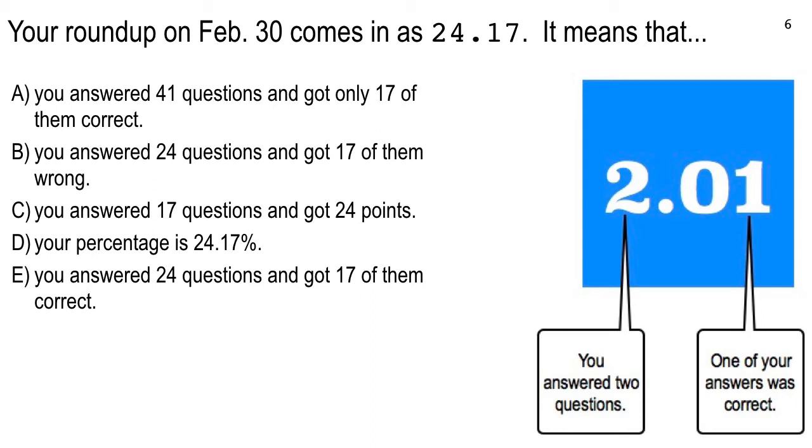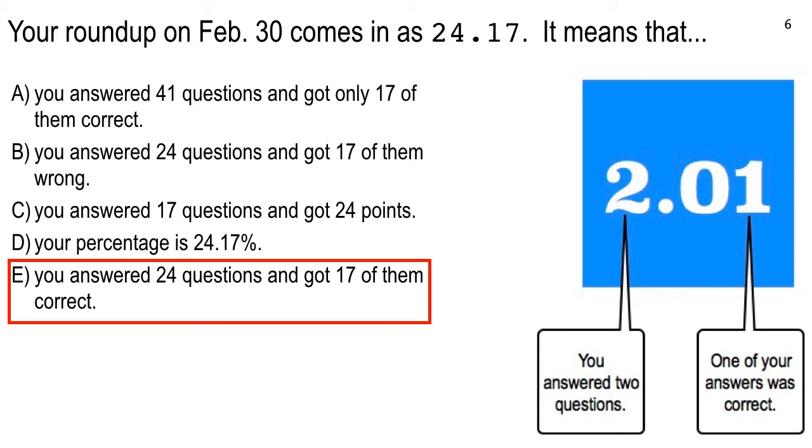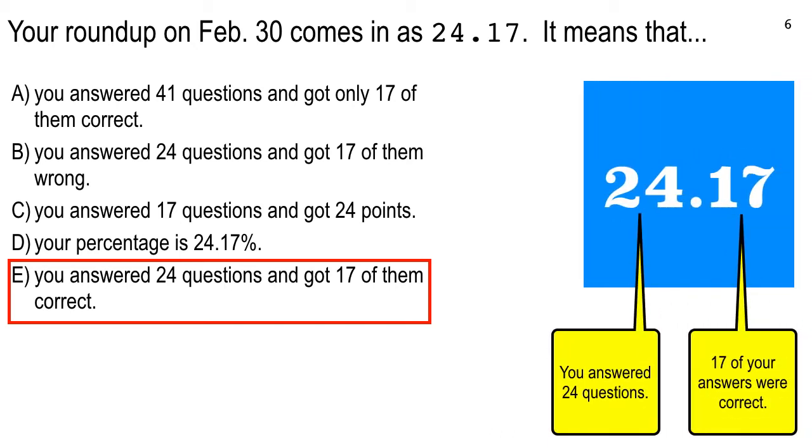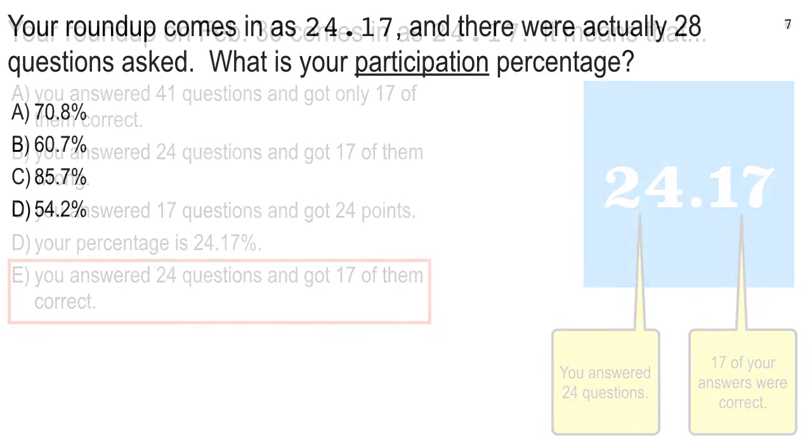All right. So yeah, option E is correct. And here's how, if a few of you didn't answer correctly. 24.17. So the whole number part is how many you've answered, all right? And then the hundredths decimal part of the number is how many you got correct. All right, now, same data, another question, all right?